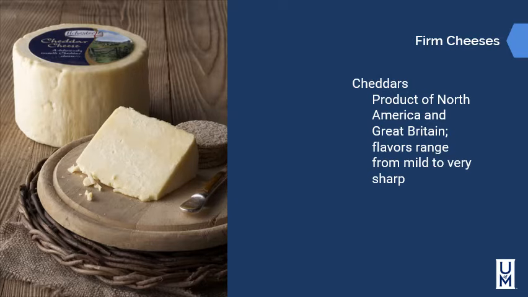Speaking of cheddars, let's talk about firm cheeses. Cheddar is a product of North America and Great Britain. Flavors range from mild to very sharp. Cheddar originated in England and Ireland and made its way over to the Americas in the late 1700s.